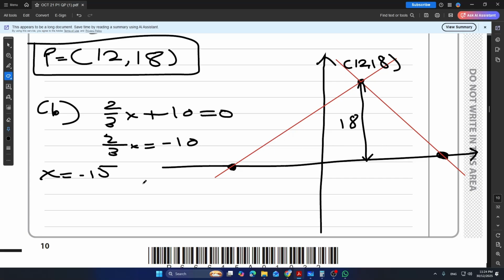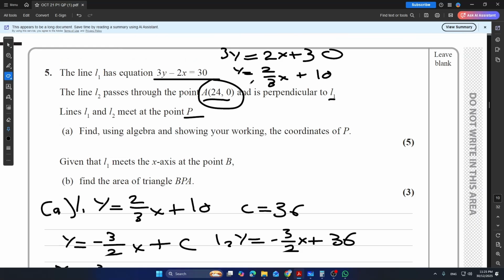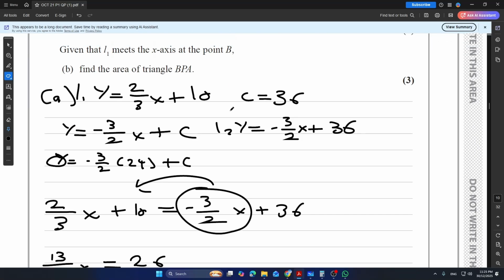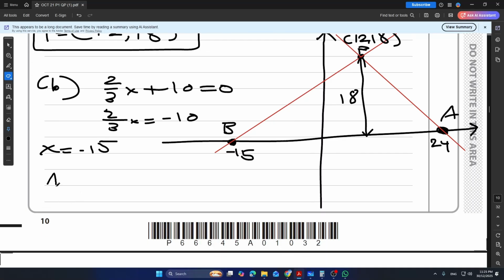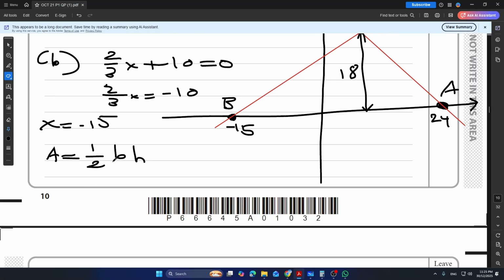And to find the base of the triangle, we know that this is minus 15 and this is 24. Yeah, because it says the line L2 passes to the point A, 24. And we know this is the point A, this is the point B, and this is the point P. BPA. So the area of a triangle, because you can see if I draw a line up down here, it forms a right angle, so I can use the formula area equal to half base times height. Base is going to be this distance.